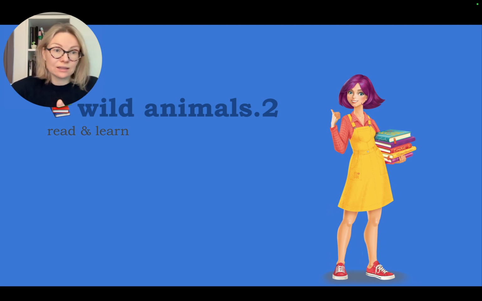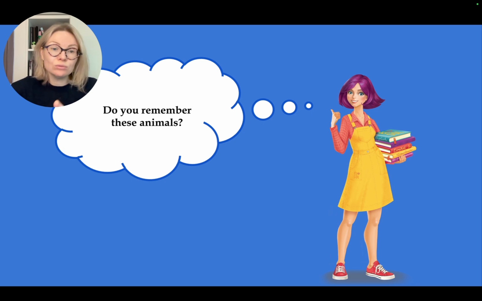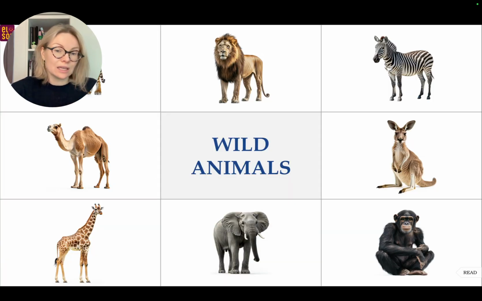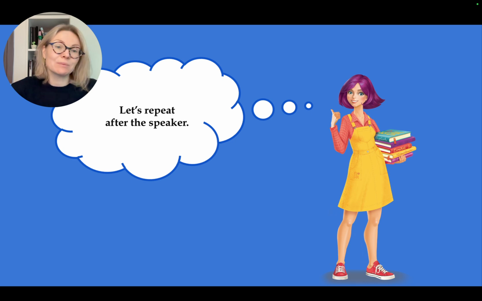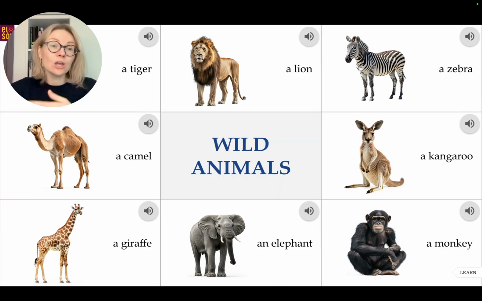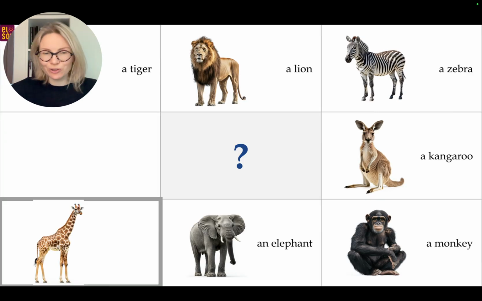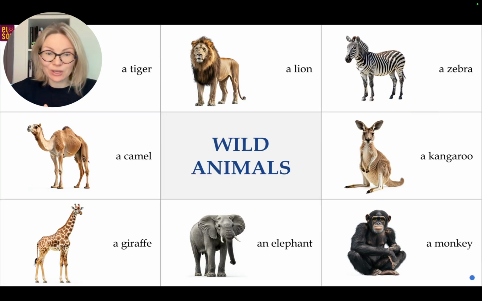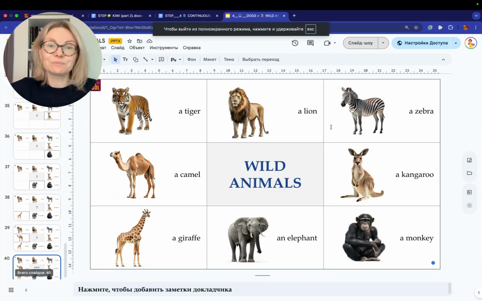But if you understand that the students know these words, ask, do you remember these animals and these animals? A lot of animals people really know from songs, even if they have never learned English at school. You do the same. Let's repeat after the speaker or after the teacher, one by one. And after that, let's see what you remember.